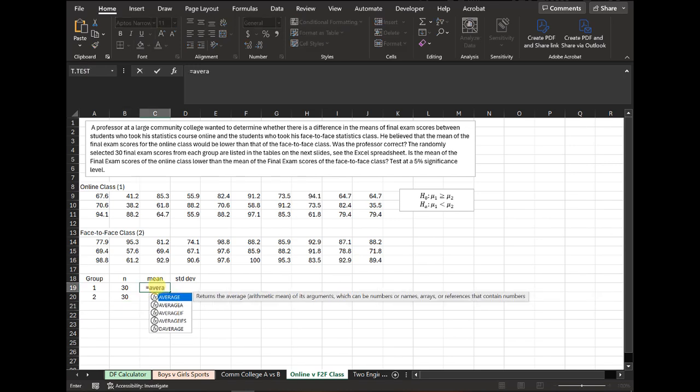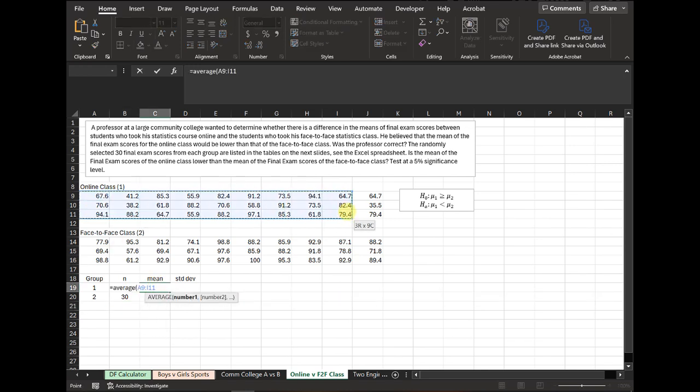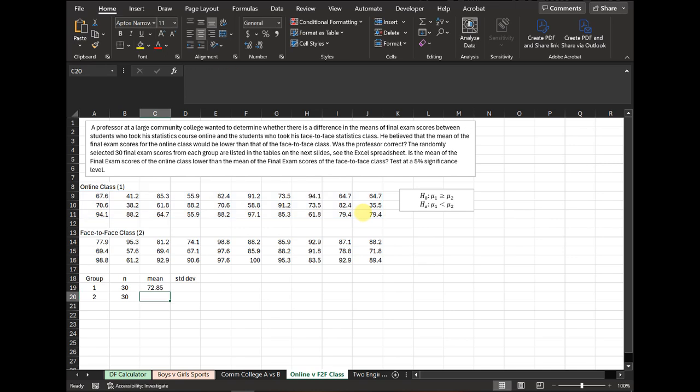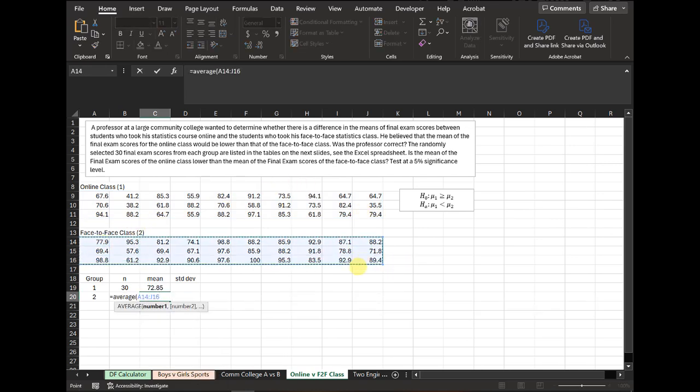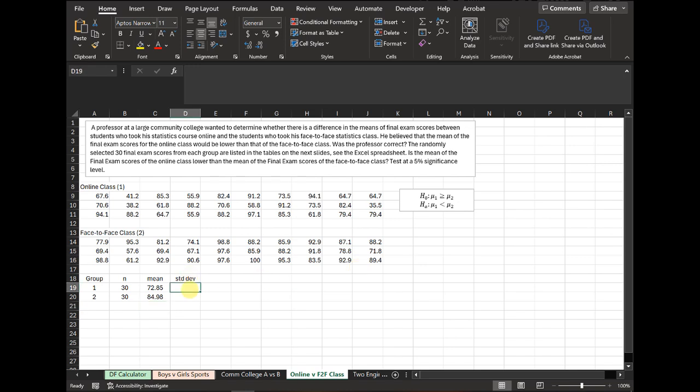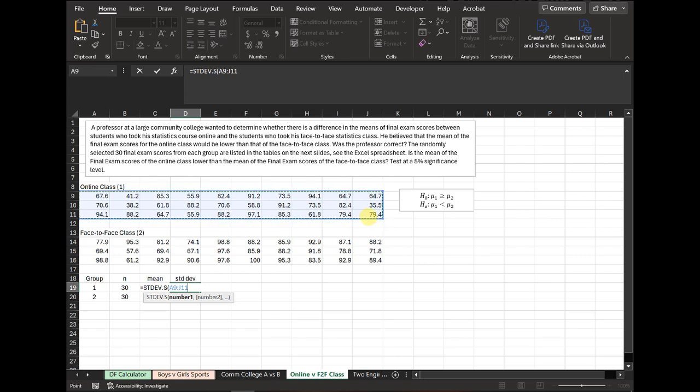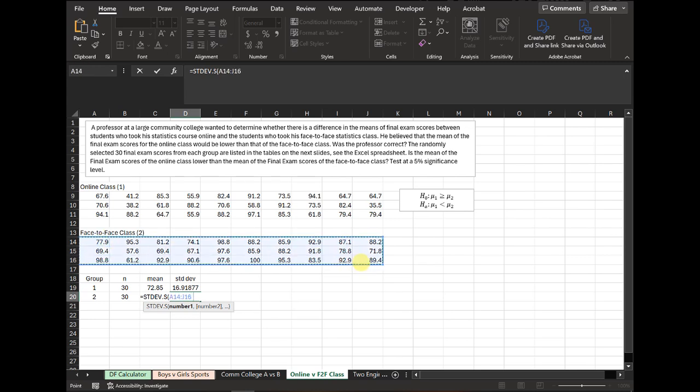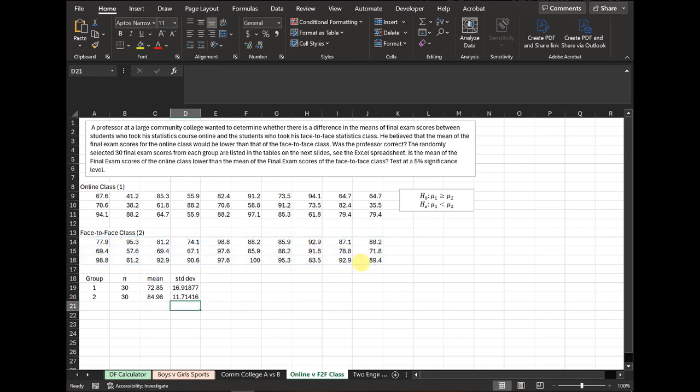And so now I have to compute my own mean for each of these. I can just take the average of each set of data. And then from there I can compute my standard deviation for each. Okay, so now I've got all of my data ready to go.